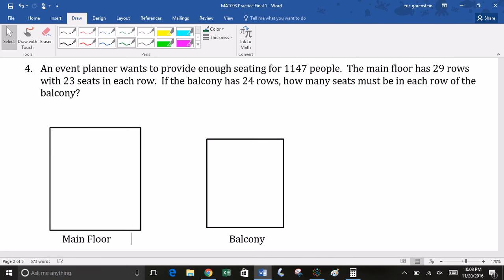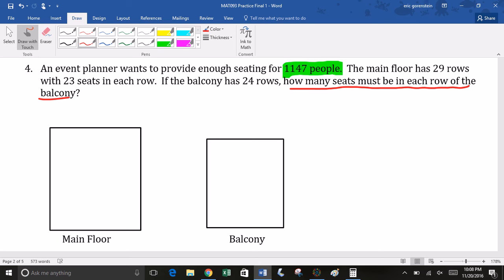Okay, in this problem, an event planner wants to provide enough seating for 1,147 people. So this is our total. These seats are in two different places. The main floor has 29 rows with 23 seats in each row, and the balcony has 24 rows. So here's our question: how many seats must be in each row of the balcony?